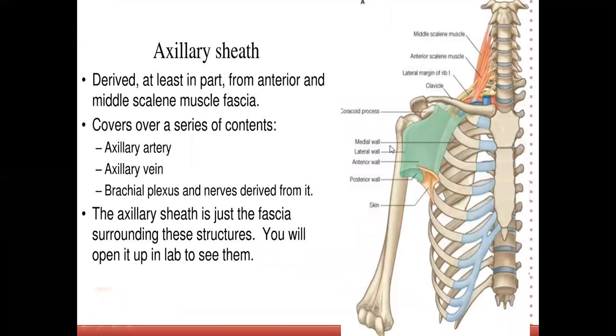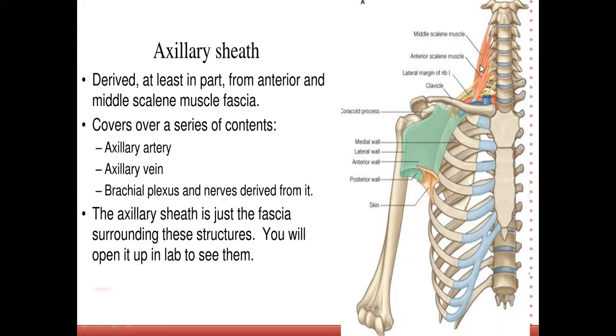Now the contents of the head and neck region are passing through the apex of the axilla and then entering into the axilla. From the apex they enter into the axilla, and then they will be exiting through the base area and entering into the arm region. That's what I want you to understand.